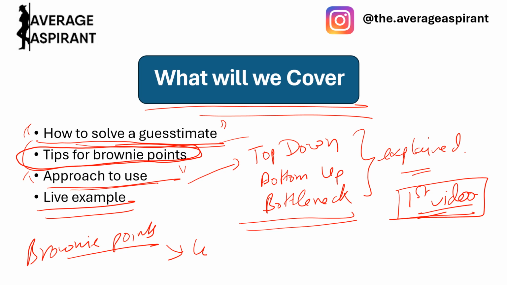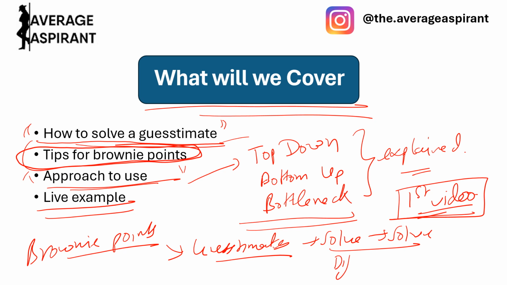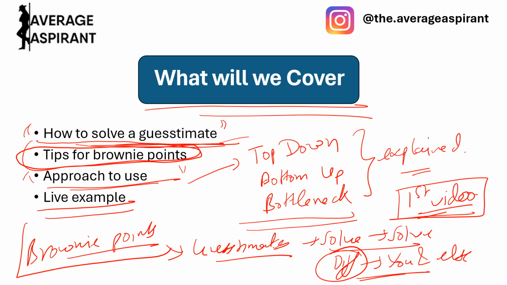Now if an interviewer asks you a guesstimate, what will you do? You will solve it. What will any other aspirant do? They will also solve it. So what is the difference between you and someone else? How to create that differentiation? I'll tell you which small things you can do while solving a guesstimate so that you can earn some brownie points.